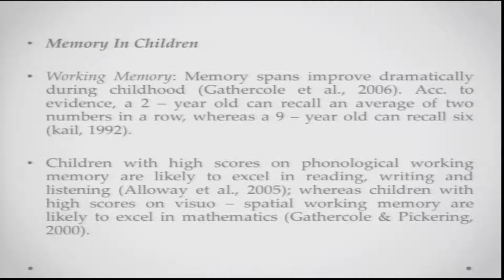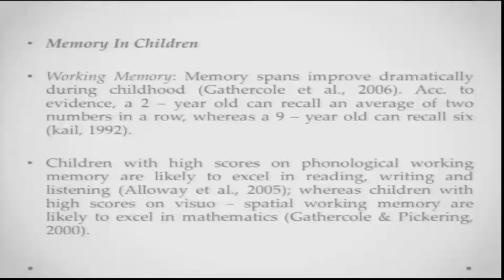Now let's talk about memory in children. We've moved slightly away from infants. Let's talk about slightly older children. Memory has at least two major components: working memory, with different components therein, and long-term memory. Now let's talk a little about working memory. Memory spans improve dramatically during childhood. According to research evidence, a 2-year-old can recall an average of 2 numbers in a row, whereas 9-year-olds can already recall around 6 numbers in a row. So you see that the span of memory is increasing with age.